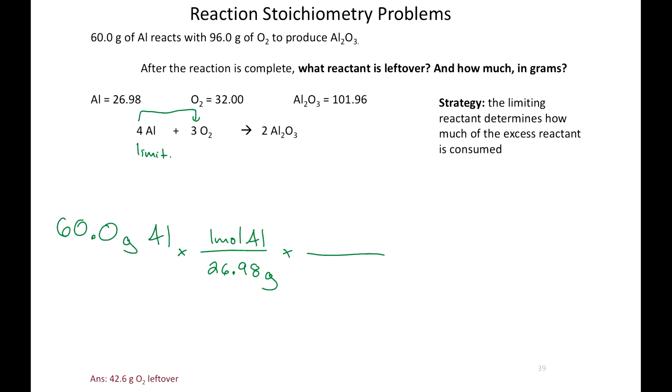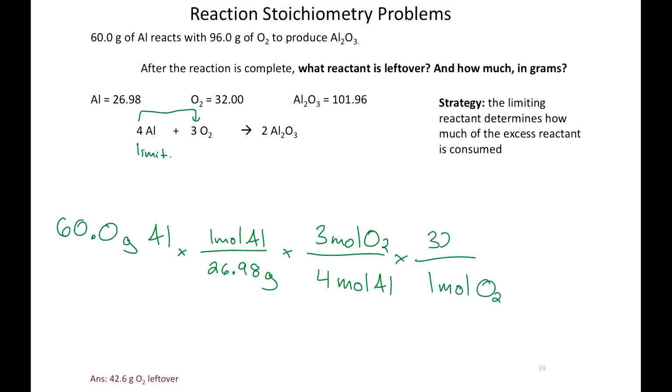Now I can use stoichiometry, 4 to 3. So where is that 3 going to go? Is it going to go on the top or the bottom? Top, yes, because 3 goes with oxygen. So 4 moles of aluminum goes on the bottom, 3 moles of oxygen goes up top. Remember in the previous question, we went from aluminum to the product, but in this case, we are looking for, if all of that aluminum reacts, how much of the other reactant also reacts, right? Okay, now we're in mole amounts of oxygen, and so now we use the molar mass to get the gram amount of oxygen.